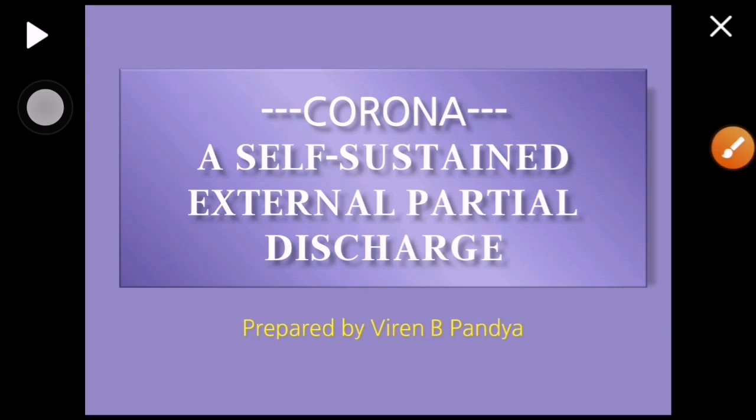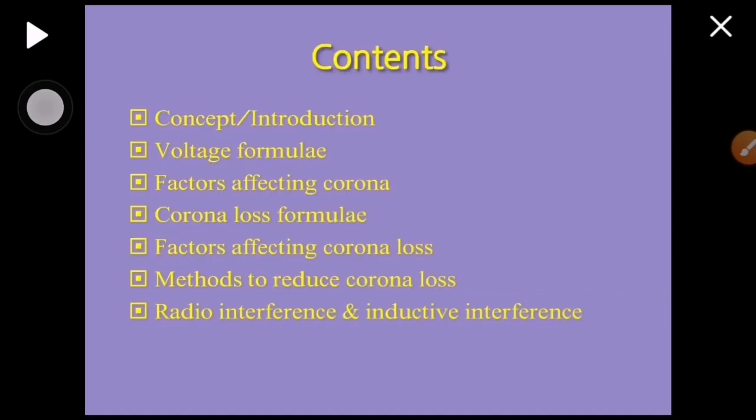Hello friends, we are going to discuss today corona, a self-sustained external partial discharge in power system. Let us proceed further and take a look at the roadmap. We are going to discuss concept, voltage formulae, factors affecting corona, corona loss formulae, factors affecting corona loss, methods to reduce corona loss, and radio interference and inductive interference of corona.